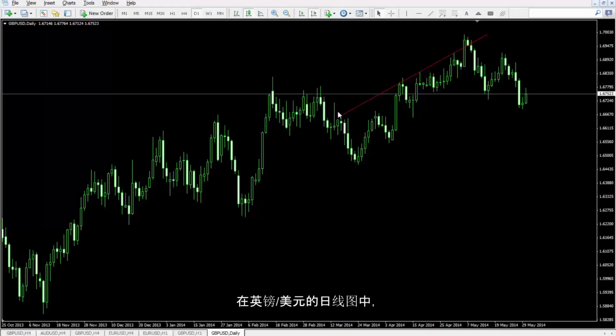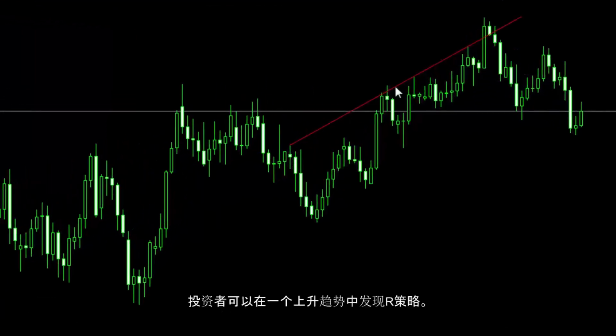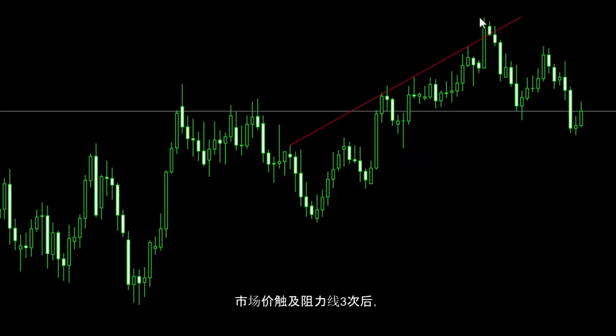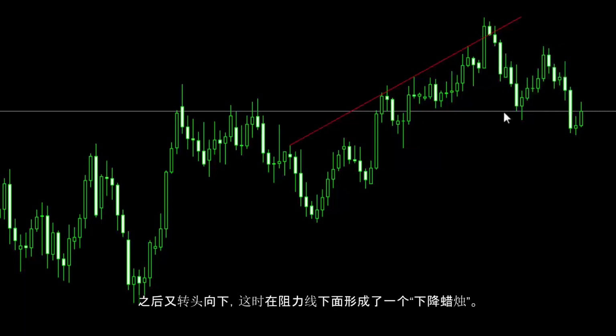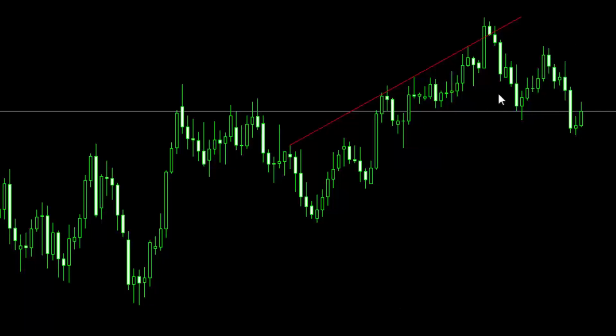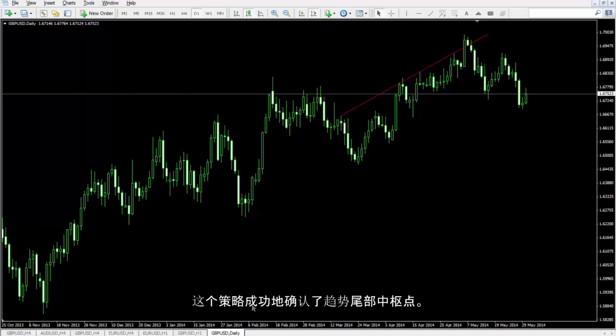Thus, a trader could place a sell order. British pounds against US dollar chart on a daily time frame. A trader can detect the R strategy on an uptrend. After the market price had hit the resistance line 3 times, finally it crossed it towards the top. Then the market price returned towards the bottom, and a bearish candle formed below the resistance line. A trader could place a sell order below this candle. This strategy successfully identifies the pivot point at the end of a trend.